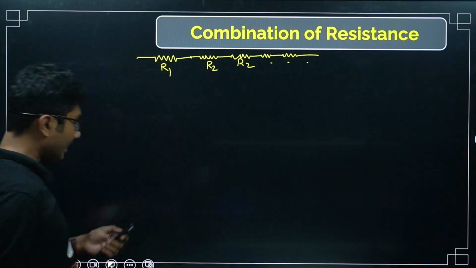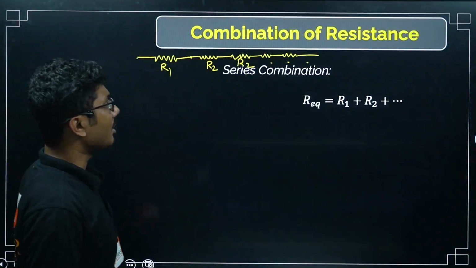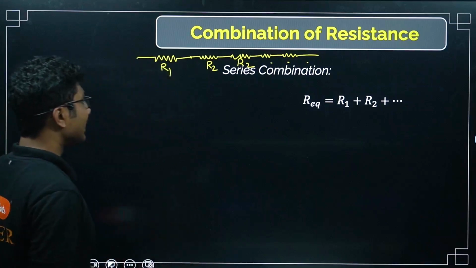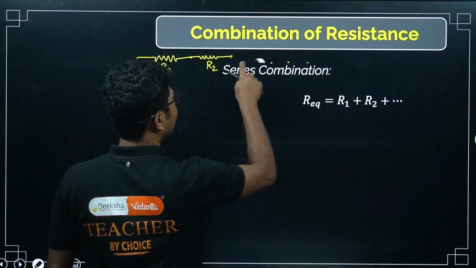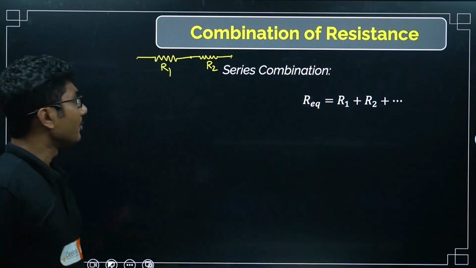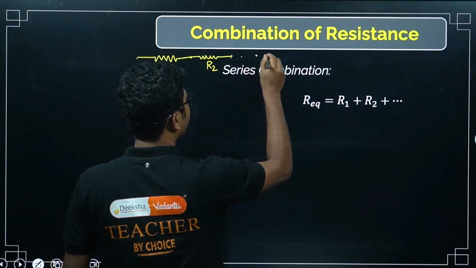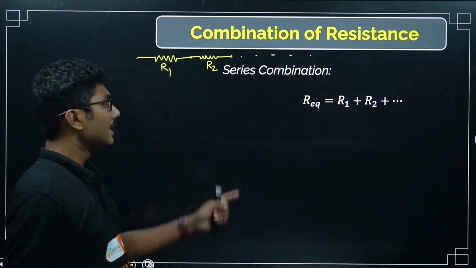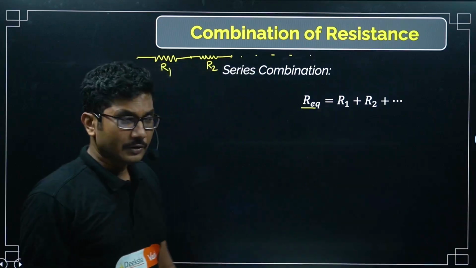Now in case of series resistance, the combination formula is given by this. Let me erase the unnecessary resistances. Suppose we have a few resistances, R1, R2, dot, multiple resistances. In that case, the equivalent resistance, this is called equivalent resistance. What is the meaning of equivalent resistance?